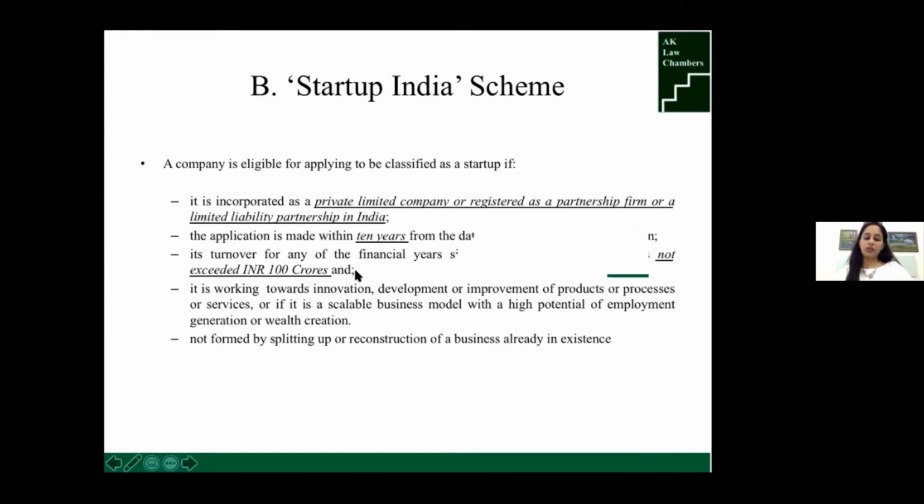Firstly, you either need to be a private limited company or a registered partnership firm. Registered firm, it cannot be unregistered, or a limited liability partnership. Some of these changes have been made recently. Initially it used to be 5 years, but now they've extended it to 10 years. The application has to be made within 10 years. And your turnover in the financial year since incorporation should not have exceeded 100 crores. So you genuinely have to be a startup. You can't be a breakaway from an existing business.